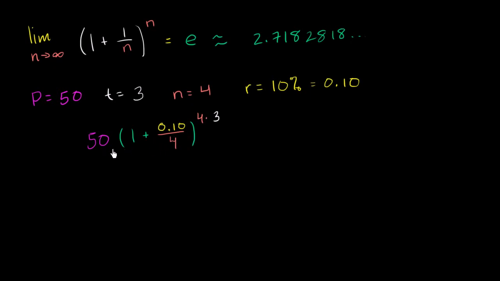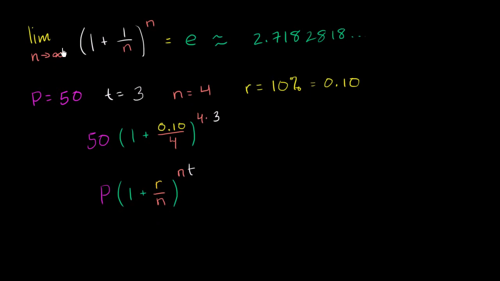So if we wanted to write this in more abstract terms, we could write this as P times 1 plus, and I'll do the close parentheses since it's the same color, r over n, to the n times t power. And so you could pick your P, your t's, your n's, and your r, and put them here, and that's essentially how much you're going to have to pay back.